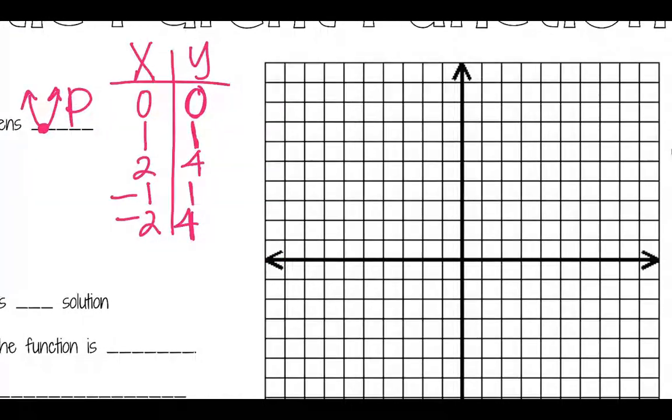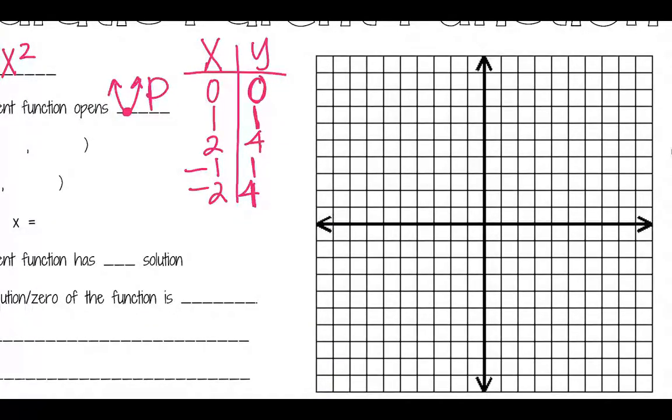So if we were to graph all these points on here, 0, 0 is my first point. Then I'm going up 1 over 1, there's my next one. Over 2, up 1, 2, 3, 4 is my next point. There we go. Over -1, up 1. Over -2, up 4. So notice now when I go to connect my lines, I've made this U shape. That's what the parent function looks like.